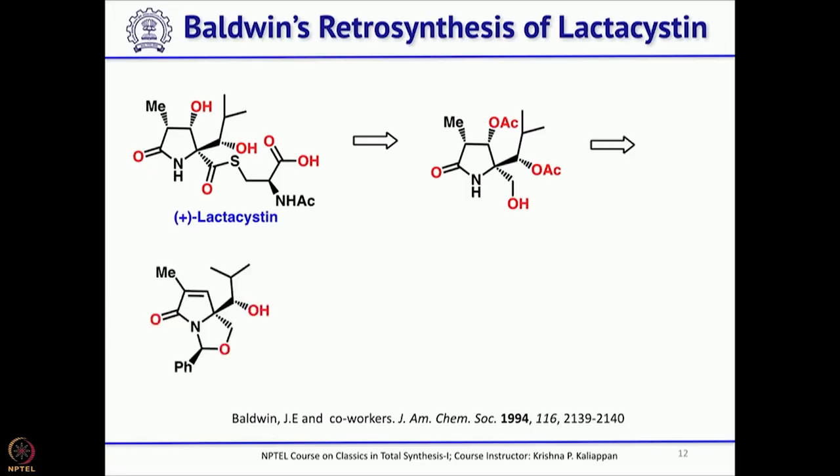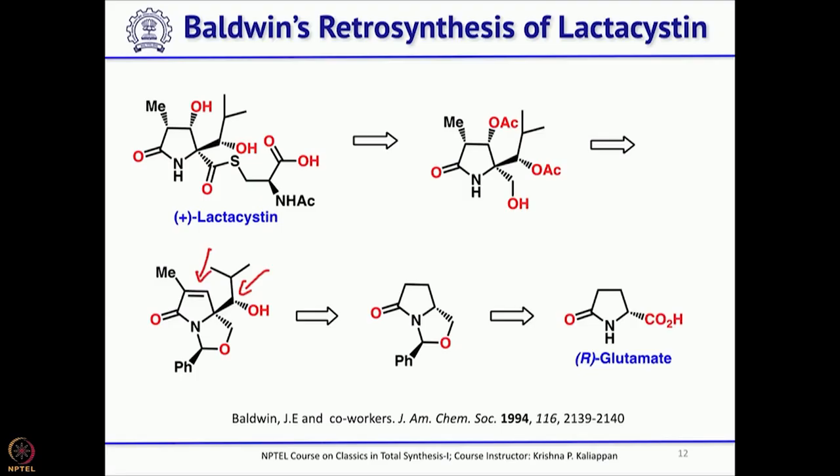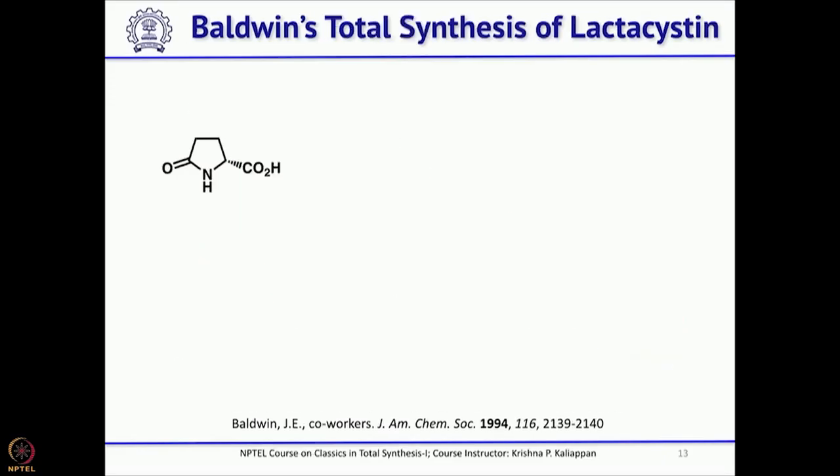Then he wanted to introduce the hydroxyl group here using a dihydroxylation method. If you have a double bond, then you can do dihydroxylation and then selectively cleave one of the hydroxyl groups. Okay. So he wanted to do that, and then this chiral center he wanted to introduce using an aldol reaction. Okay. So that aldol reaction will give this compound. And this can be obtained from an amino acid, glutamic acid. Okay. So now let us see how he started and then how he got the synthesis of lactacystin.